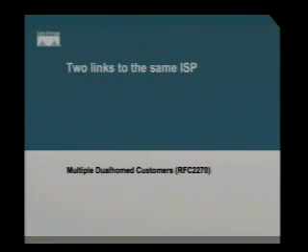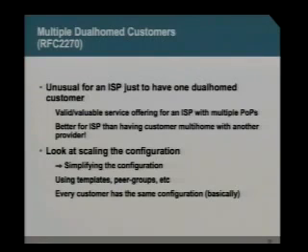RFC 2270. Well, I mentioned this almost at the start. It's what to do when you've got multiple dual-homed customers. As I said, ISPs tend not to want to do custom configurations for each customer they connect. They want to try and standardize. And this is actually quite an interesting and useful technique to do.